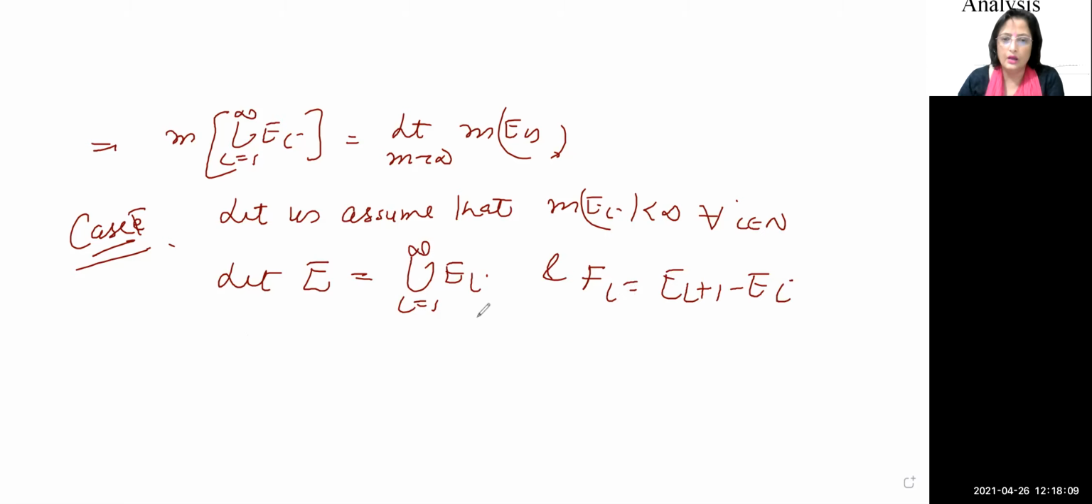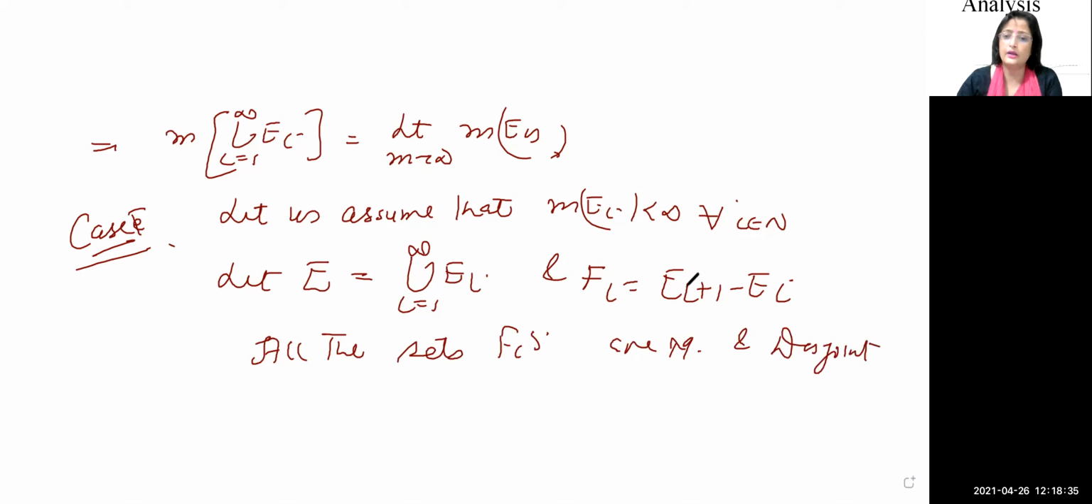So how will you define it? E is now the union of all the sets. It means E is the largest, whereas in the intersection case it was the smallest. So in the same case, all the sets Fi are measurable and disjoint. Why are they measurable and disjoint? Because this is measurable, this is also measurable, and the difference of two measurable sets is measurable.